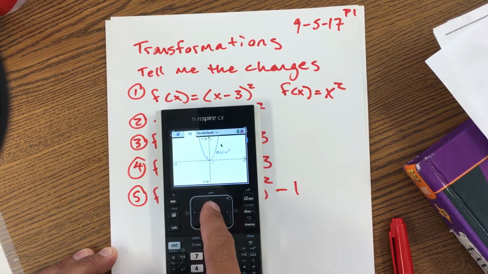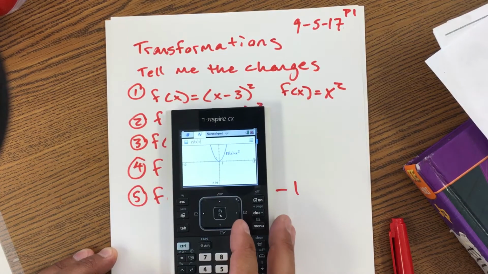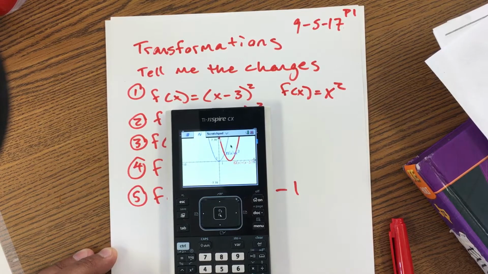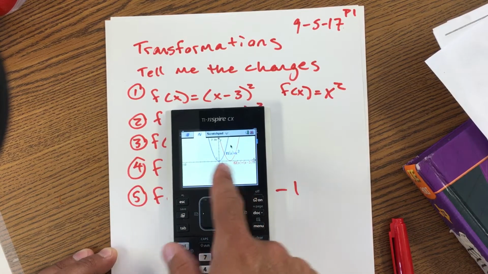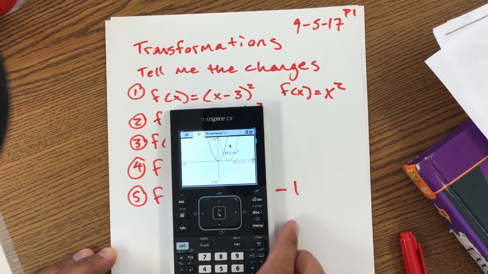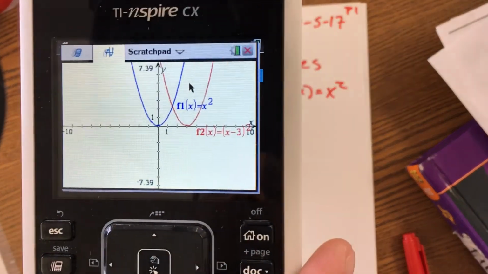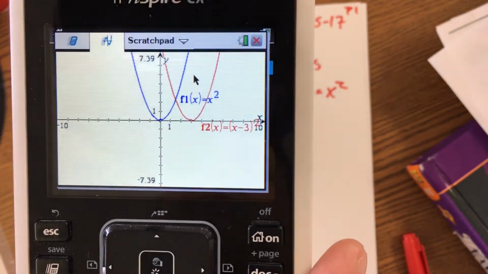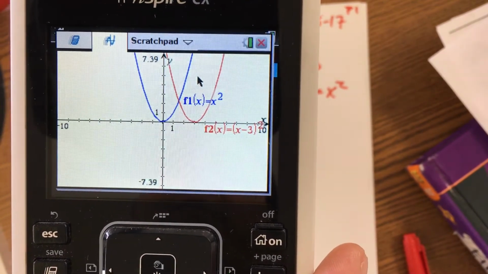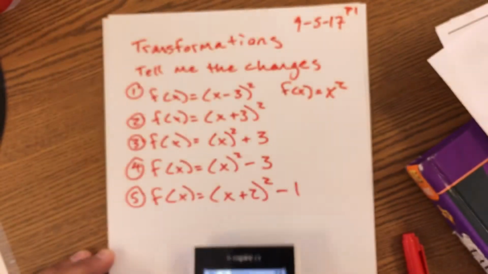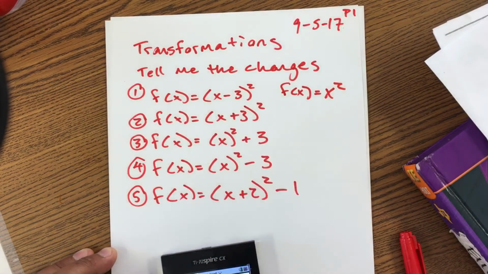So I want to put another function on here, so I double click. This one has a parentheses. I'm going to put this exact same one in here, x minus 3 squared. And what I see is it looks the exact same, but the only real difference is this one moved over to the right. And I'm trying to count over how far it went. It went 1, 2, 3. So I noticed that this had a 3 in it, and it went 3 to the right.